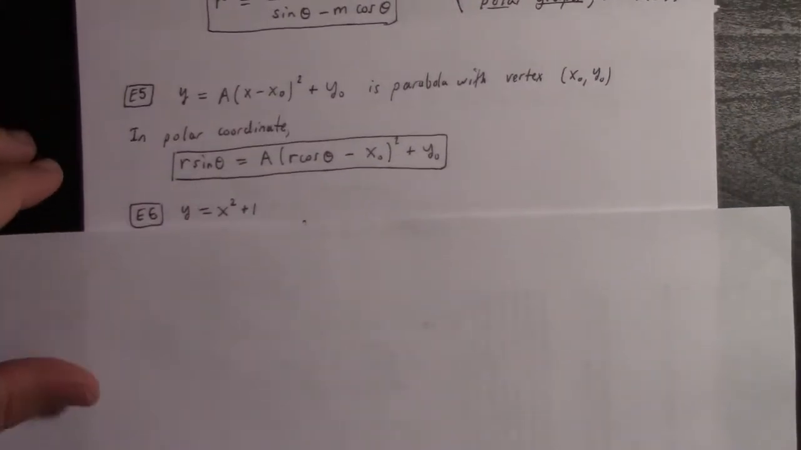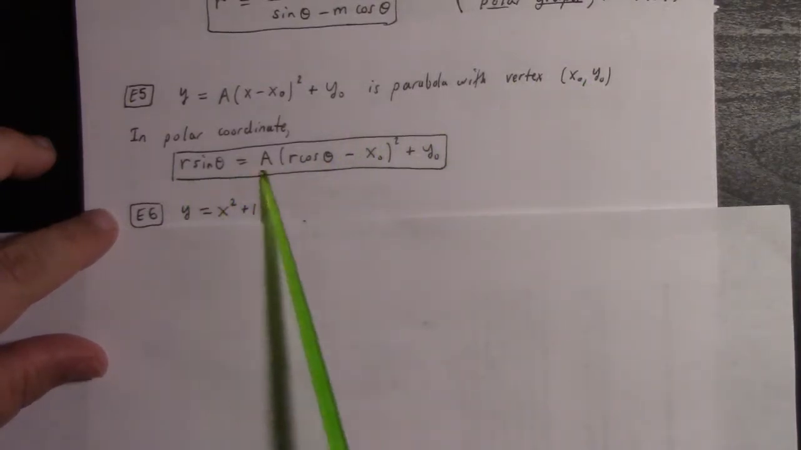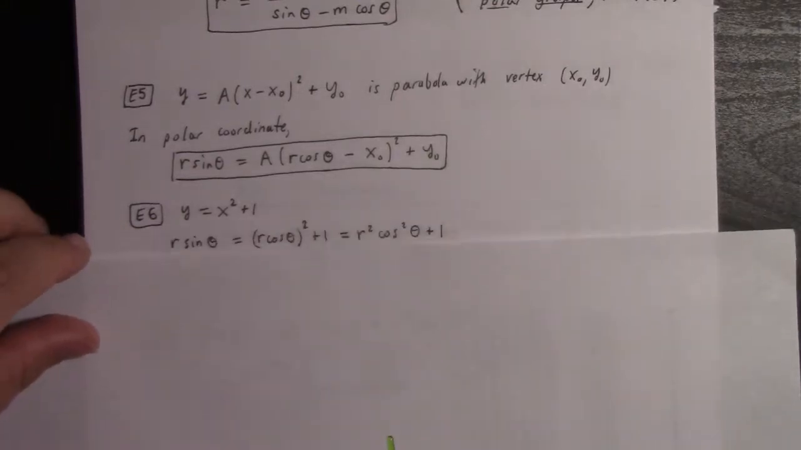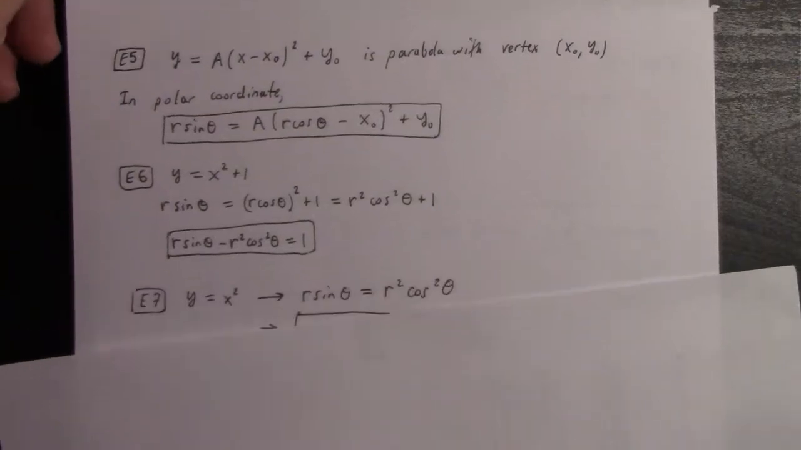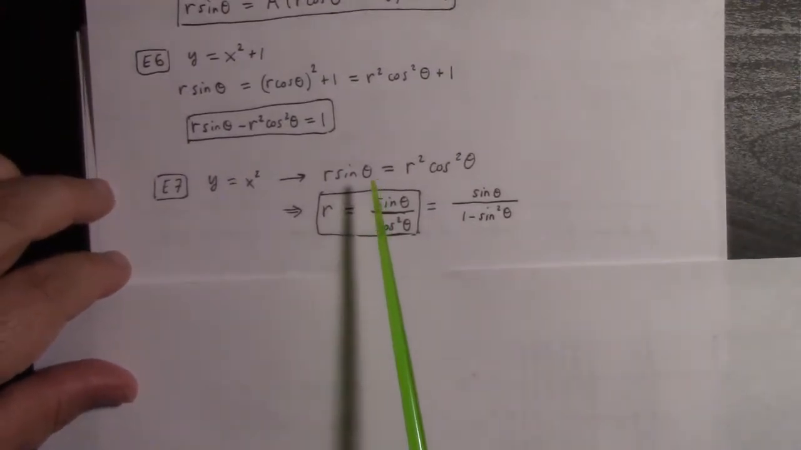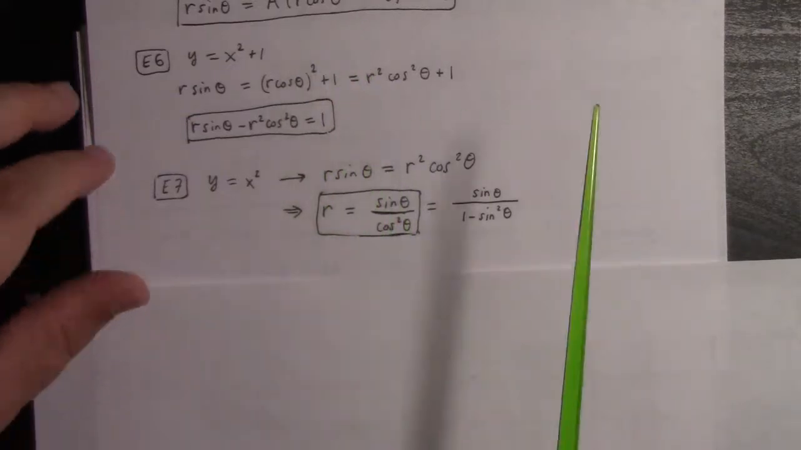Continuing on here, if we have a parabola with vertex x naught y naught, then here's what it looks like in polar coordinates. Alright, great. Here's another parabola in polar coordinates. And here's yet another parabola in polar coordinates. In each one of these, I'm taking y and x and replacing them with r sine theta and r cosine theta, and that gives me the corresponding polar equations, right?